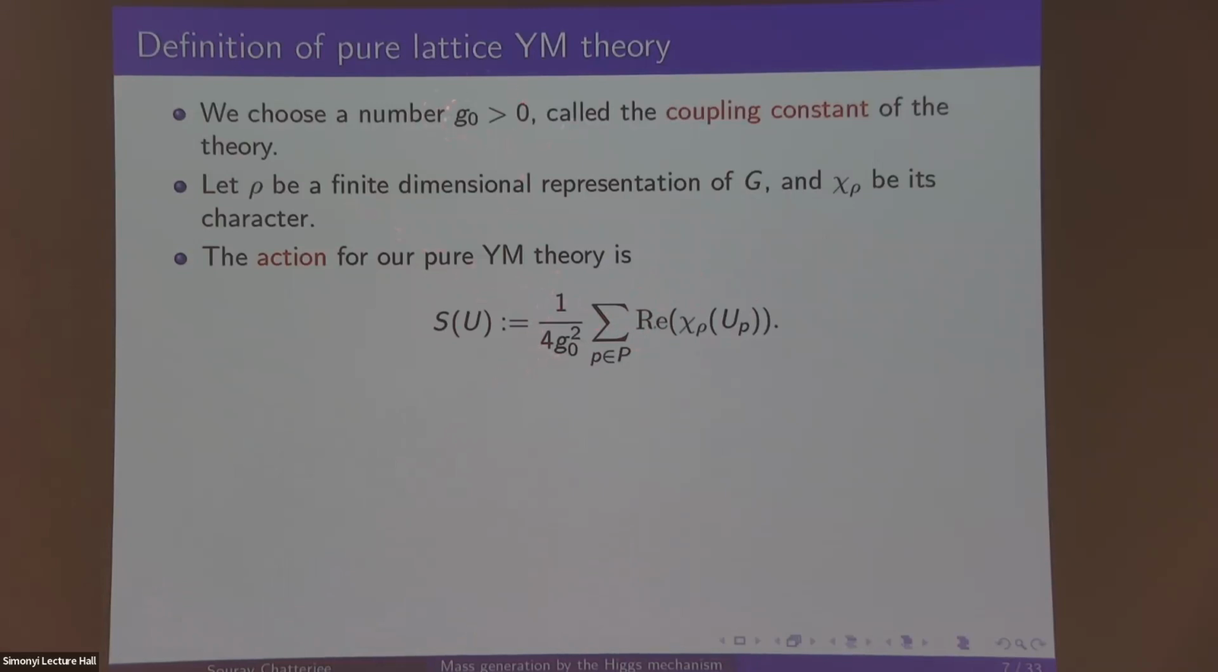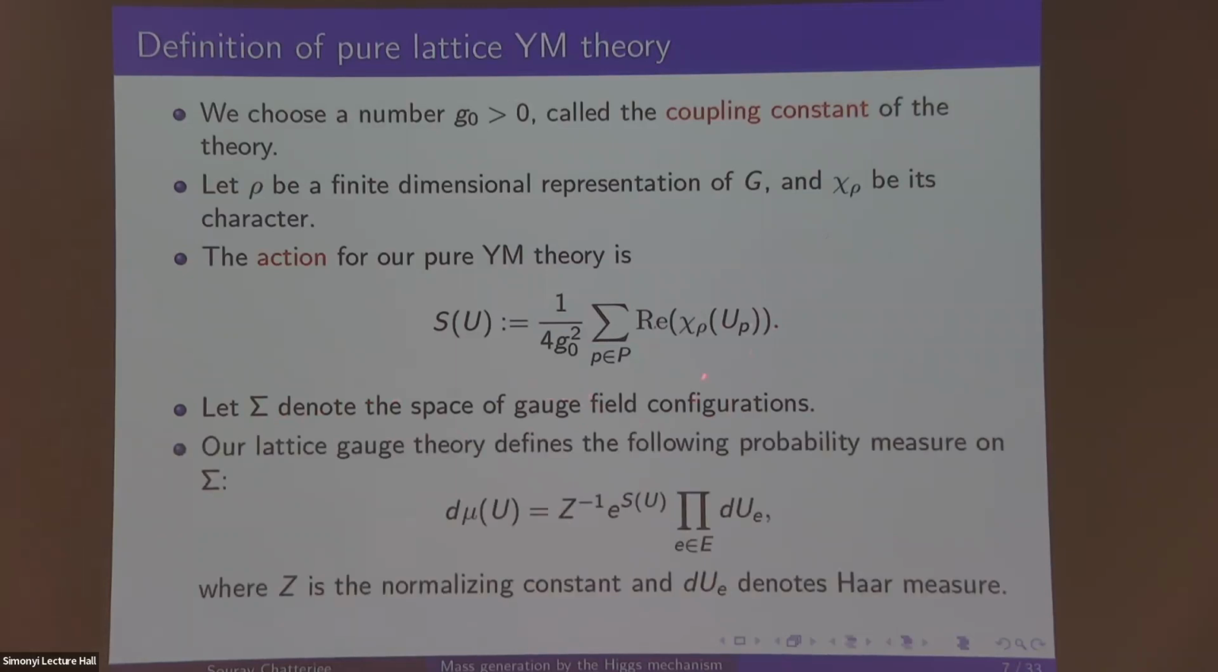And traditionally it's denoted by g_0, so I've kept this notation. So there will be no g_1, g_2, and so on. So we'll only have g_0, but I'll keep that. Let sigma denote the space of gauge field configurations. So our lattice gauge theory defines the following probability measure on this space, which is you take e to the power this action and put that as a density in front of the product Haar measure. So I'm taking the normalized Haar measure here. This is a probability measure. So you take the product probability measure on this configuration space, put this density in front of it, and then divide by something appropriately so that it has probability mass 1.